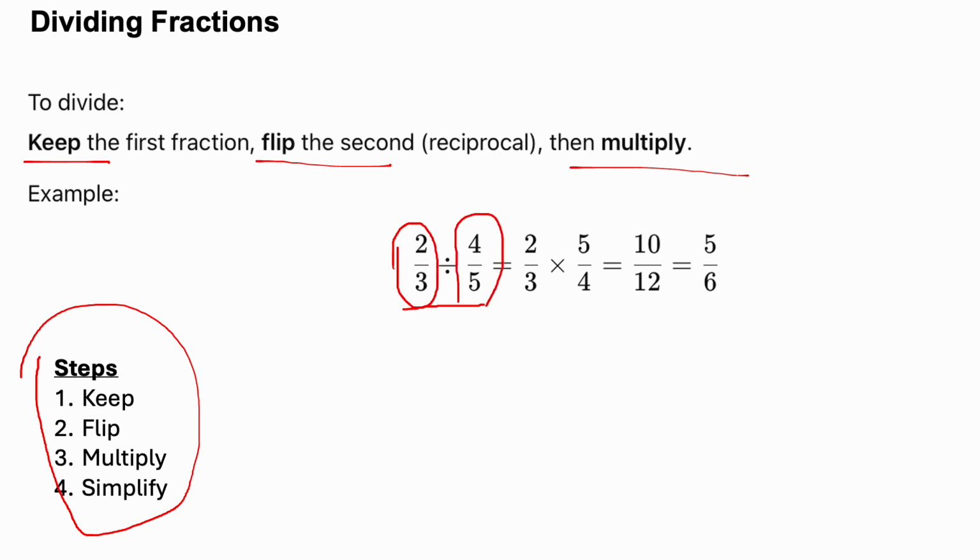So first thing I will do is keep 2 by 3 as such and then flip the second term. So 4 by 5 will become 5 by 4, and then the third step is multiplication. So I will multiply 2 by 3 and 5 by 4 to get 10 by 12. And then the last step is simplify. So I will simplify this 10 by 12 to 5 by 6. So my answer is 5 by 6.